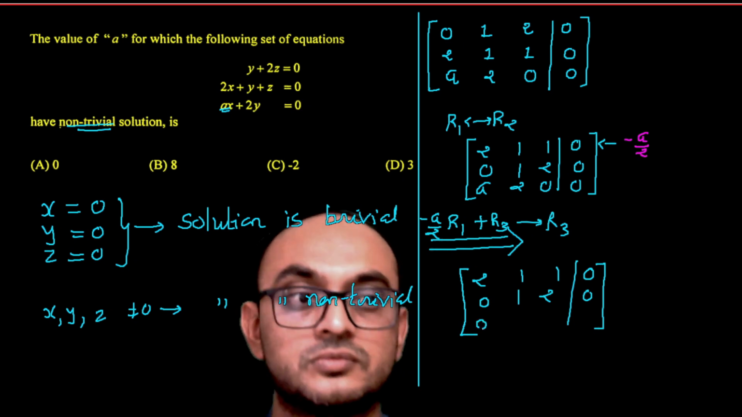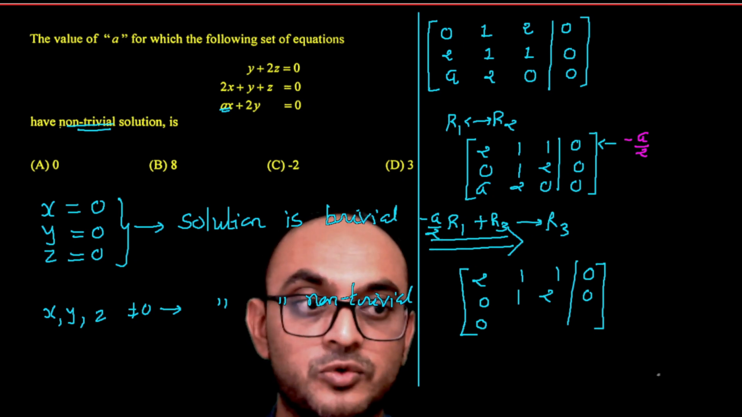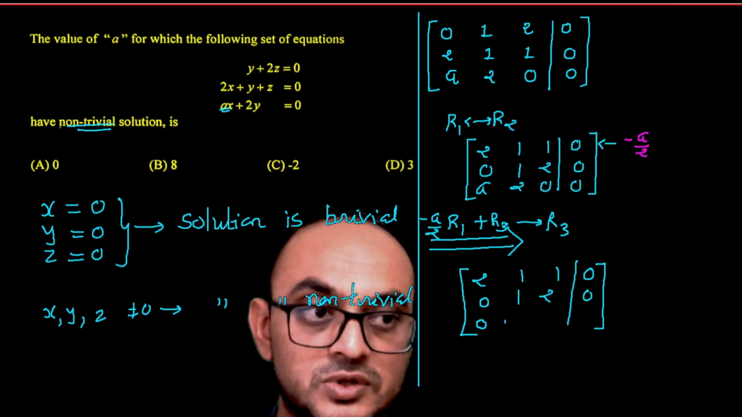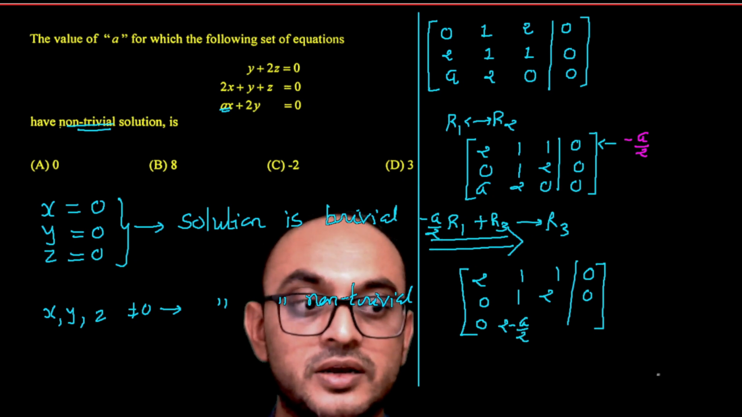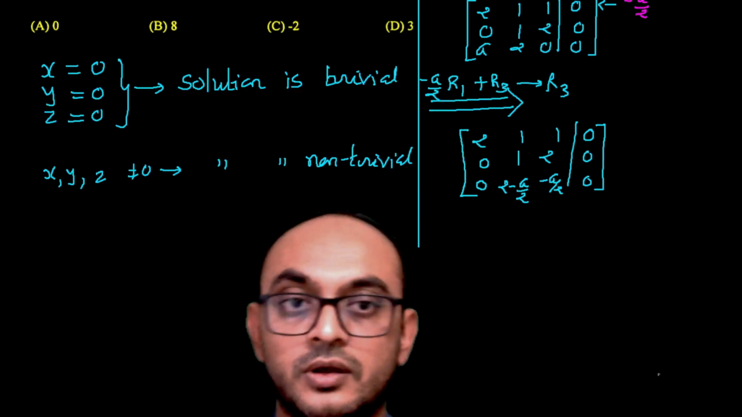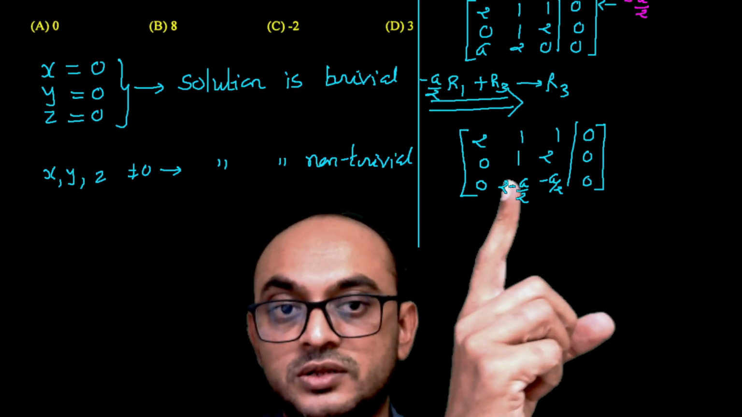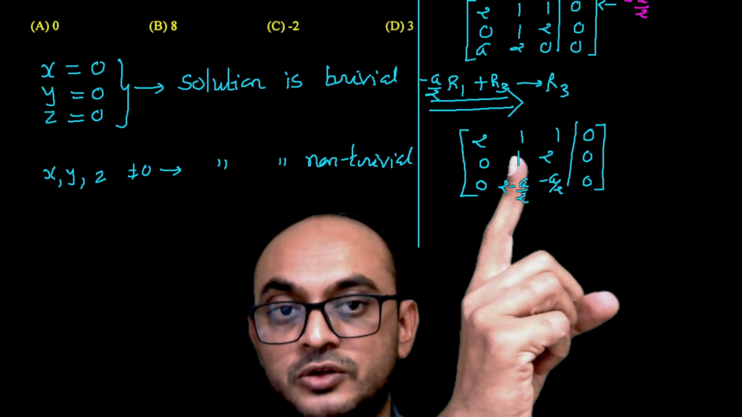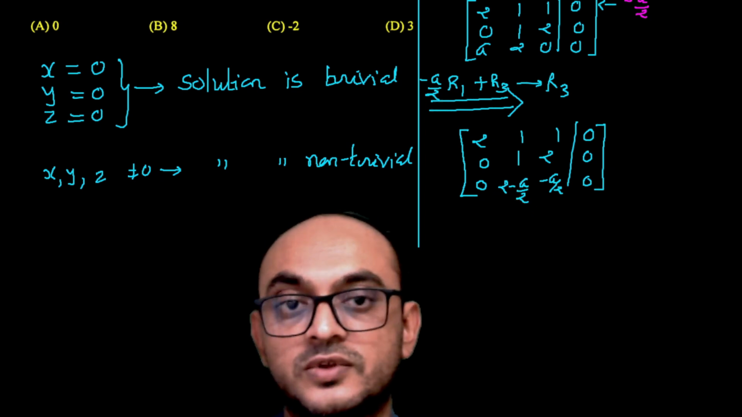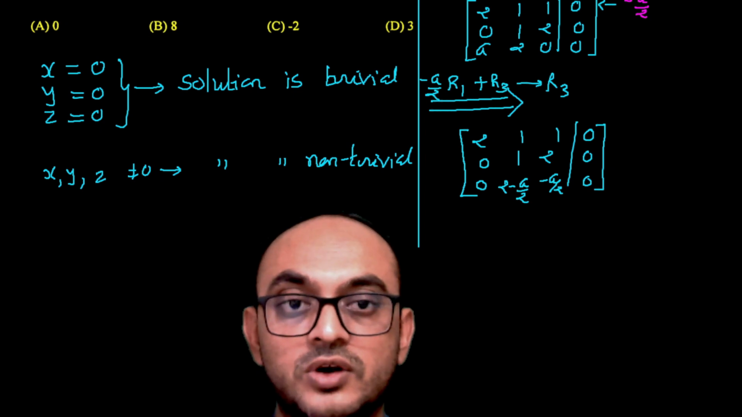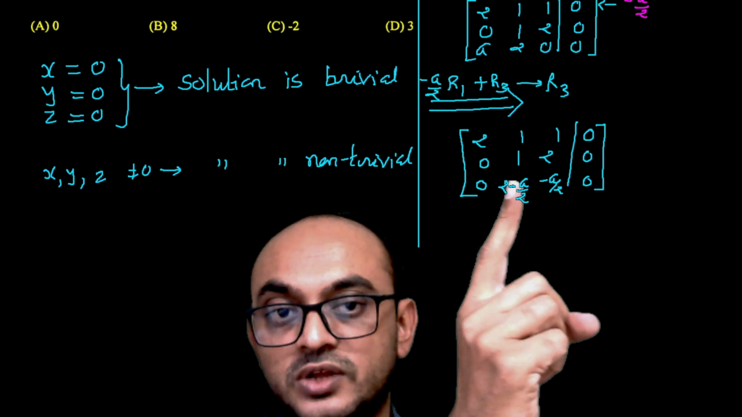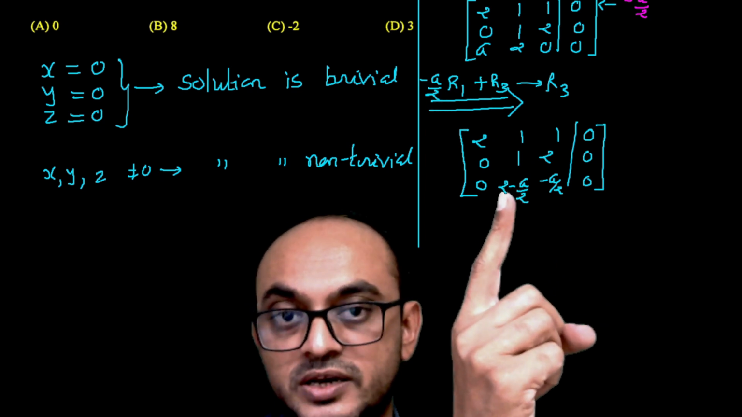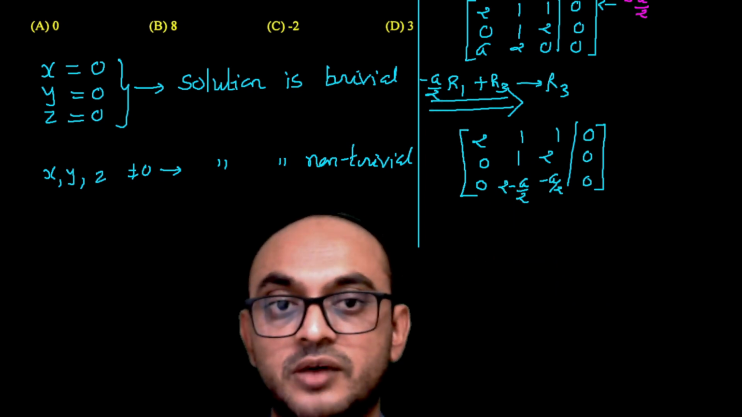This is 0. 1 into minus a upon 2 plus 2, so this is 2 minus a upon 2. And the third element is minus a upon 2 and this is 0. Now I convert this element into 0 by using the second element of the second row. And so for that what I do? I convert this element into the negative of this, that is minus 2 of 2 minus a upon 2.